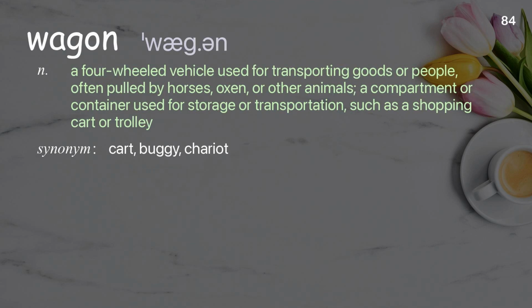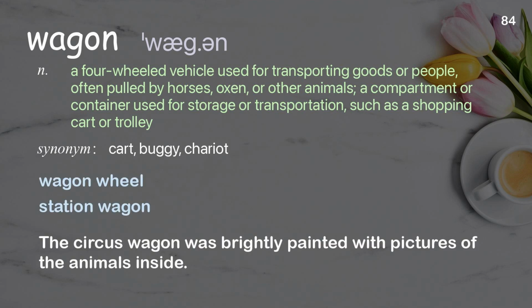Wagon. A four-wheeled vehicle used for transporting goods or people, often pulled by horses, oxen, or other animals. A compartment or container used for storage or transportation, such as a shopping cart or trolley. Examples: Wagon wheel. Station wagon. The circus wagon was brightly painted with pictures of the animals inside.